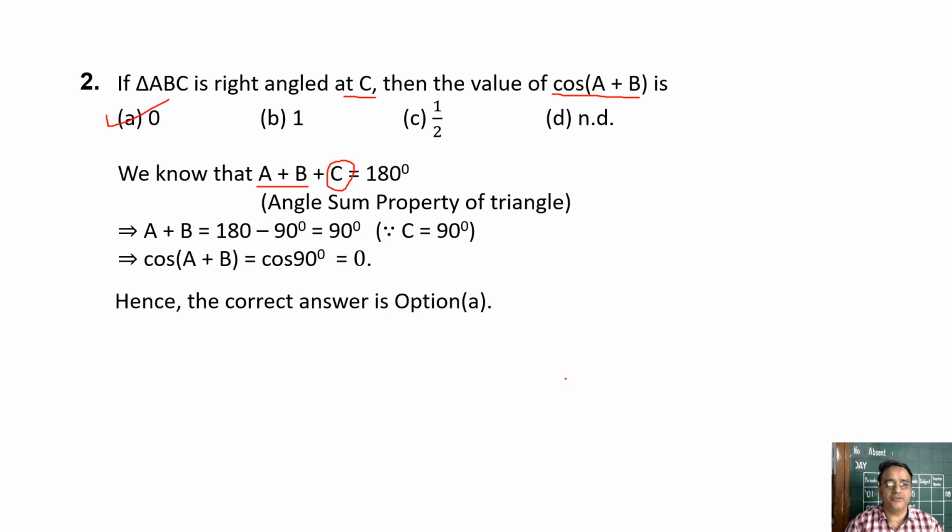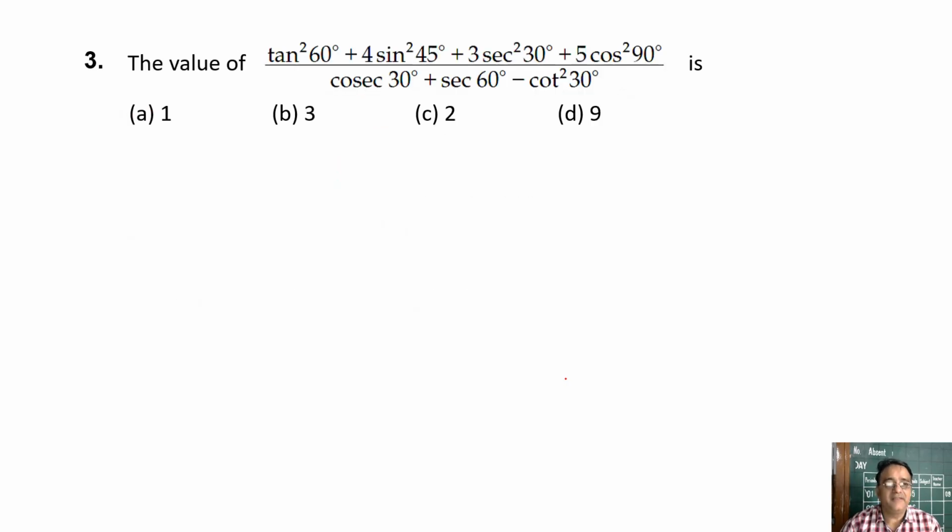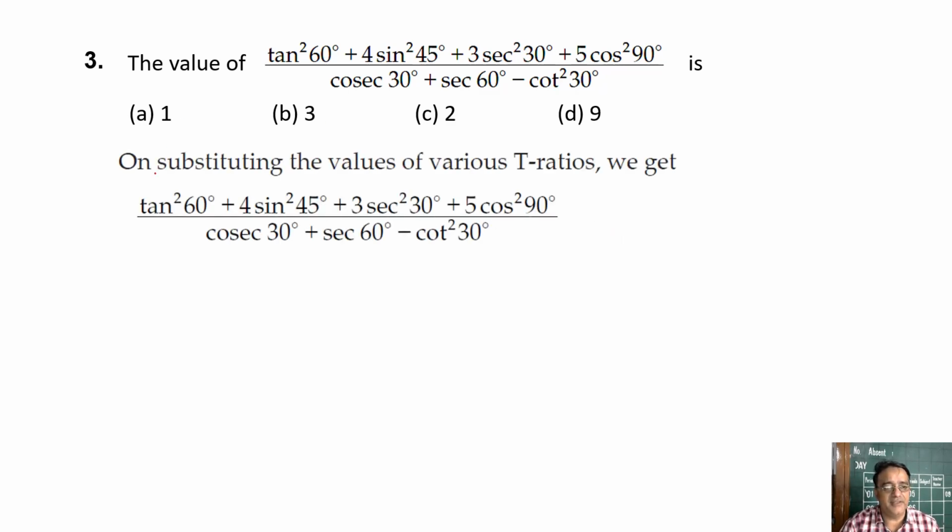Now we are moving toward question number 3. The value of tan square 60 degree plus 4 sin square 45 degree plus 3 sec square 30 degree plus 5 cos square 90 degree upon cosec 30 degree plus sec 60 degree minus cot square 30 degree. So first we will substitute the values of all trigonometric ratios. We'll start with the first, tan 60. What is tan 60? Root 3.